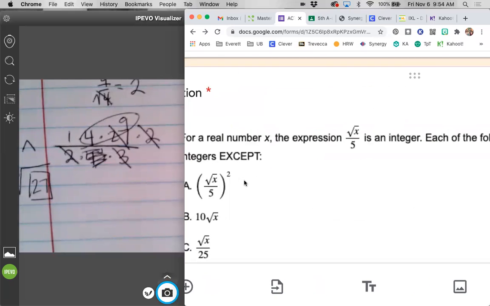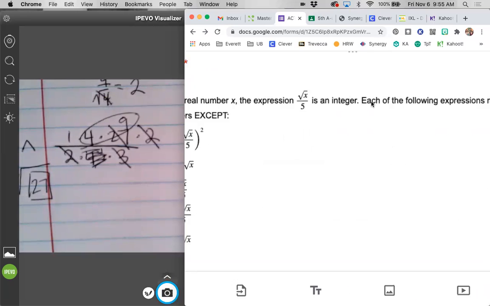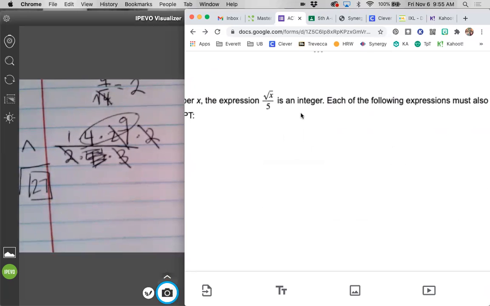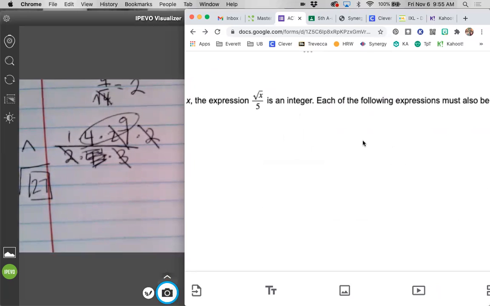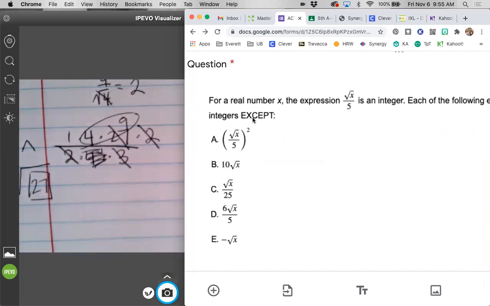Okay, now this one's another good one that involves some critical thinking. For a real number x, the expression square root of x over 5 is an integer. You got to know what an integer is. Integer is just a whole number. Could be positive, could be negative, but it's a whole number. Each of the following expressions must also be integers except, well, if this is an integer, okay, let's pretend that it's 1. 1 squared is 1. That's an integer.